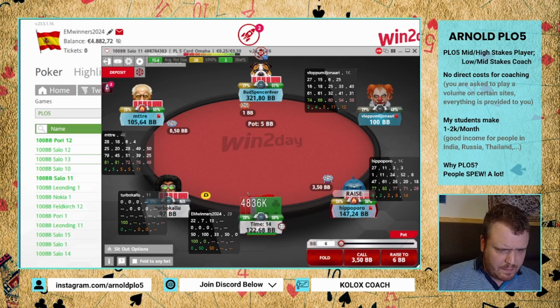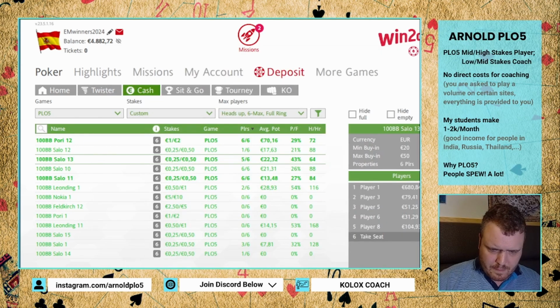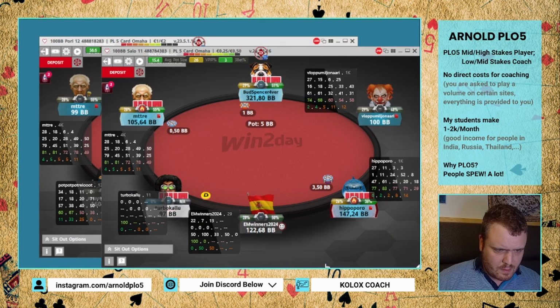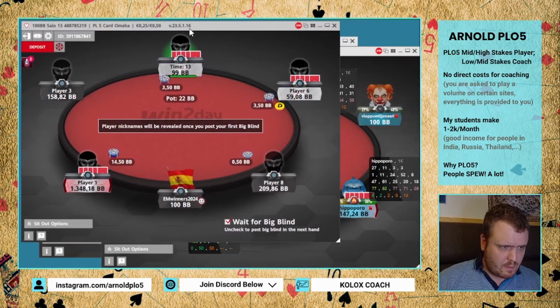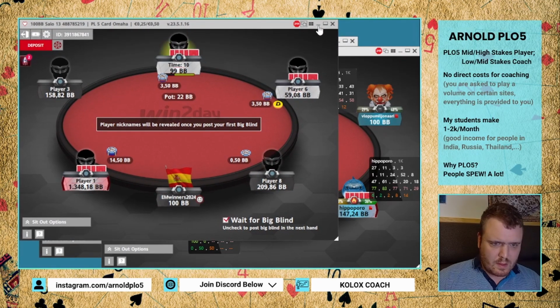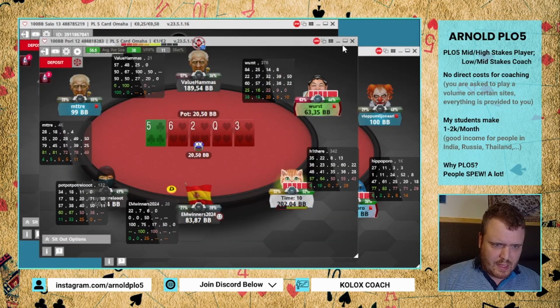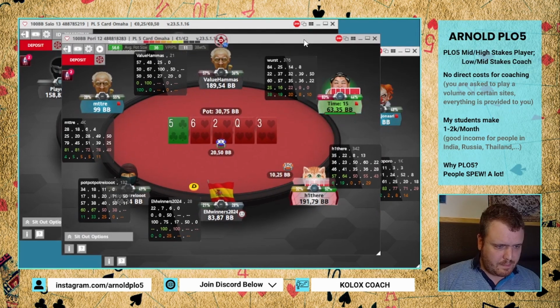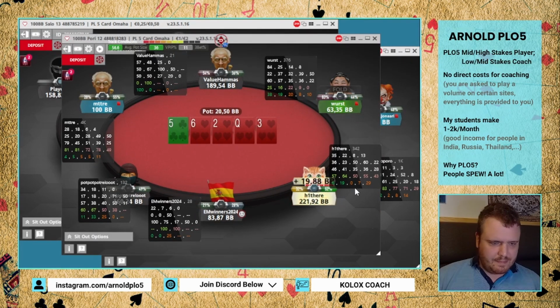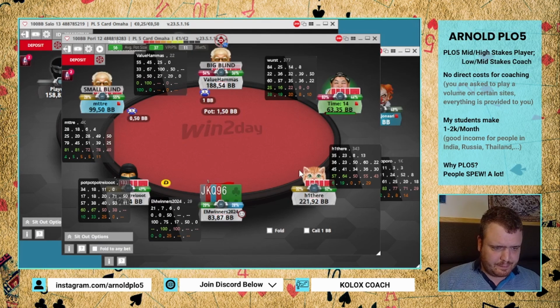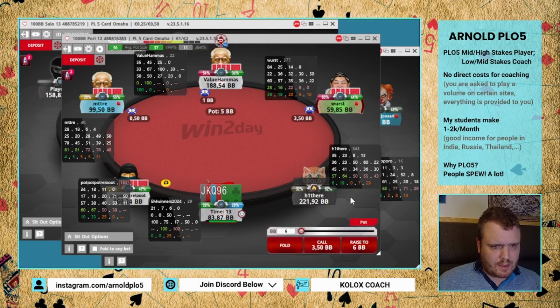Another 25-50. Something we could play. Yeah, so we have 2 25-50 and 1 1-2. So put it nicely in the middle, the biggest table. King, Queen, Jack, 9-6. Again a hand I think about calling.